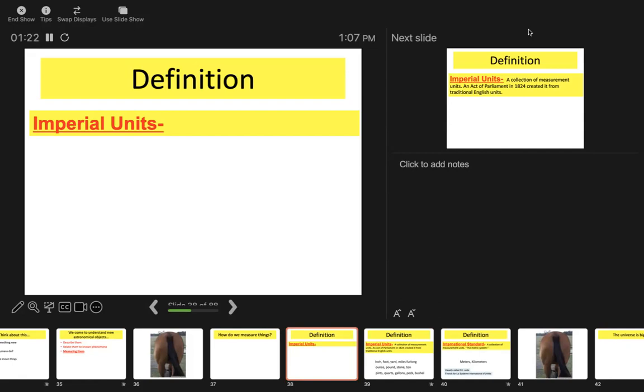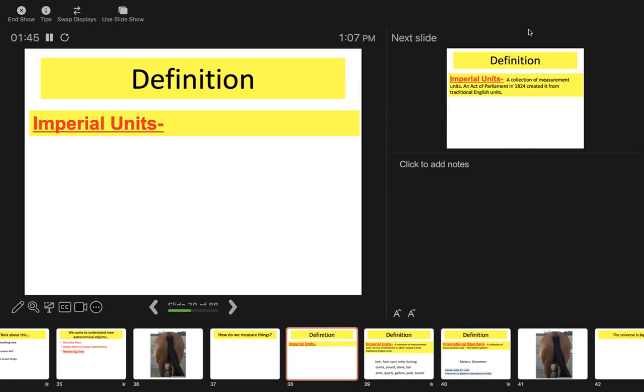Okay, so we left off on, here's the problem. The problem is in astronomy, you deal with, pun intended or not pun intended, astronomical distances. We can't even wrap our heads around how far these distances are. So how do we measure things in astronomy? And this is kind of where we left off. One way is with imperial units.